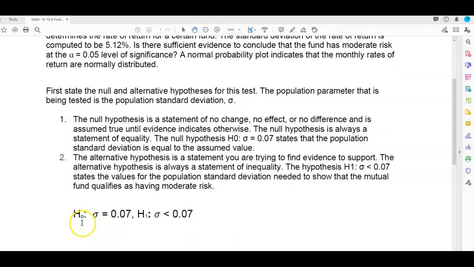So the null hypothesis has the population standard deviation equal to 0.07, and the alternative hypothesis has the population standard deviation less than 0.07.